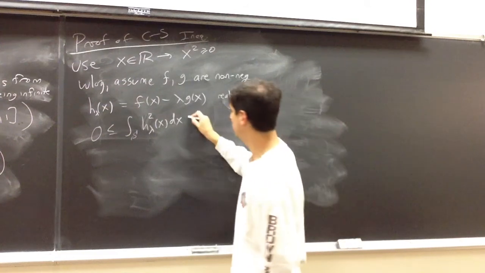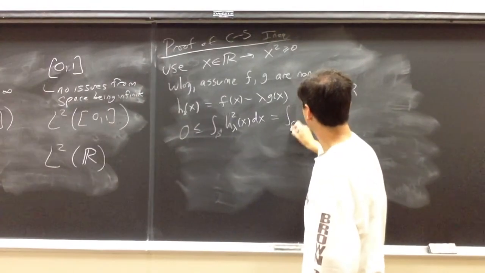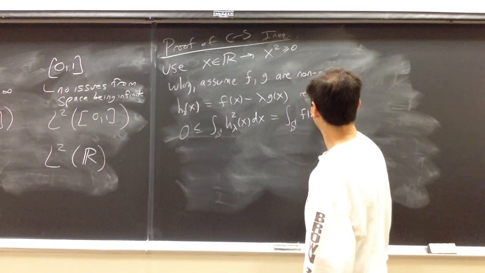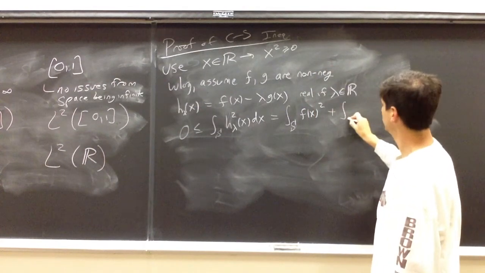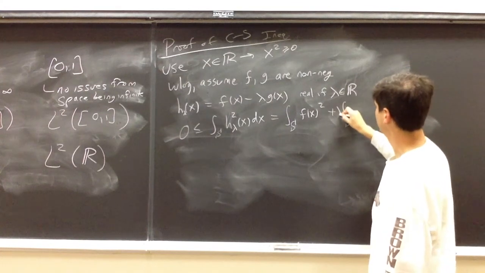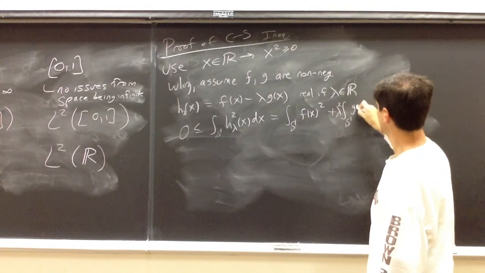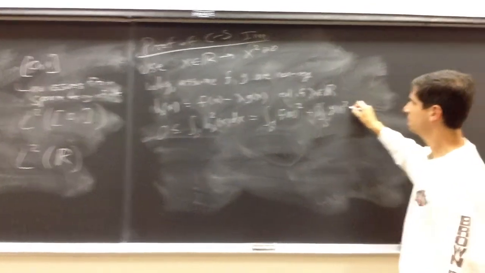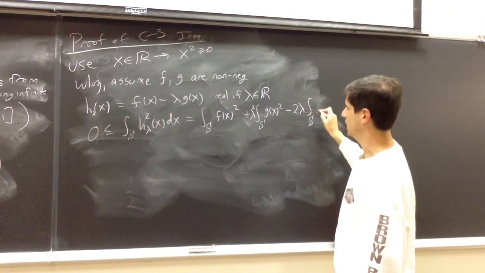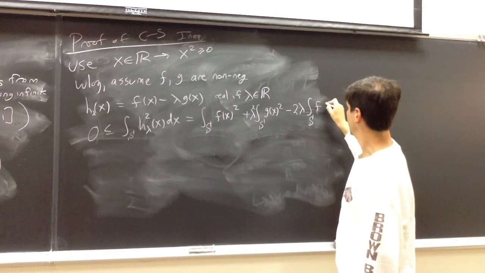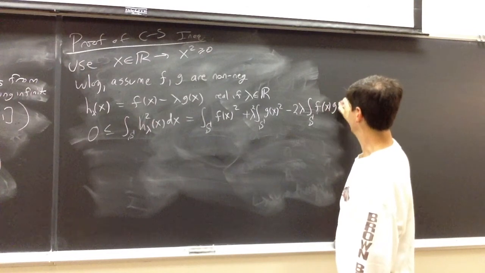So when I expand this out, this becomes the integral over s of f of x squared plus the integral over s of, I'll pull out the lambda squared, g of x squared, minus 2 lambda integral over s of f of x, g of x.